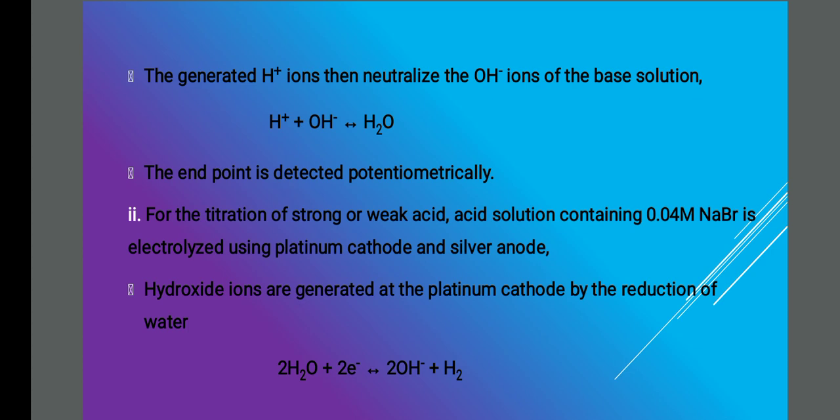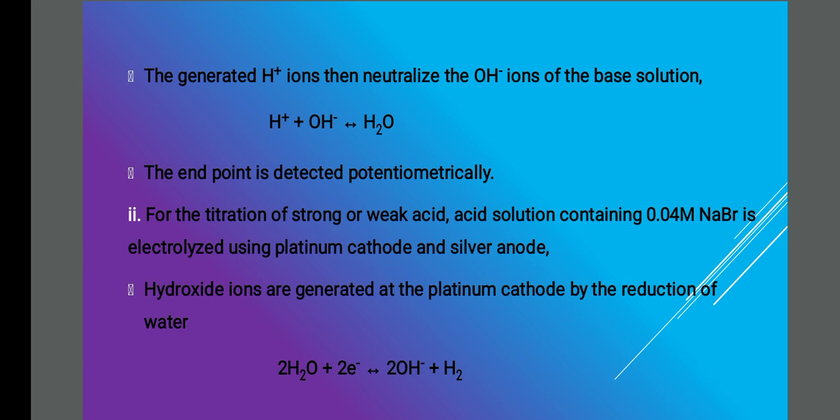இங்க என்னெல்லாம் எடுக்கணும்? அங்கே எல்லாமே platinum electrode தான் எடுக்கும். Anode platinum, cathode platinum. இங்கே platinum cathode and silver anode has to be taken if it is an acid. Acid solution containing 0.04 molar sodium bromide எடுக்கணும். இங்கே hydrogen ion will be generated at the platinum cathode by reduction of water. அங்கே oxidation of water நடக்கும், H plus ion generate பண்ணும்.